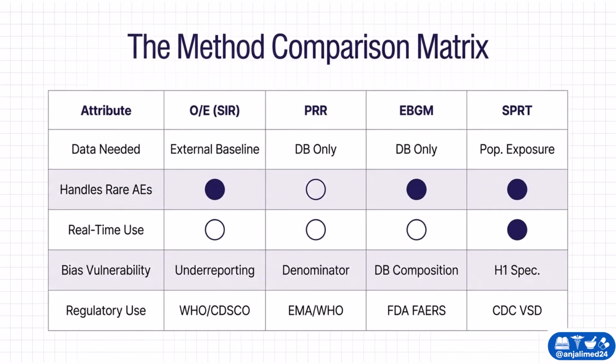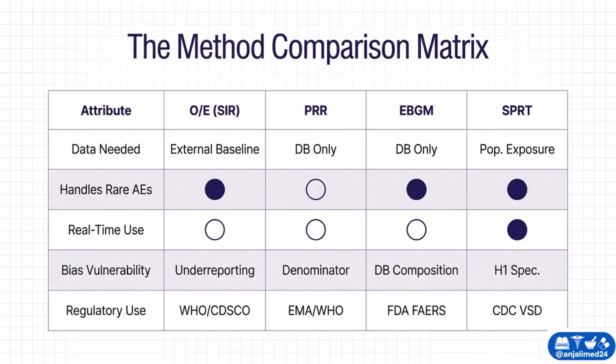The method comparison matrix. After exploring each pharmacovigilance method individually, this slide brings them together into a direct comparison matrix. The purpose of this comparison is to understand that every vaccine safety detection method has unique strengths, limitations, and ideal use cases. No single approach is universally superior; each contributes a different layer of evidence. Let's start with the first row, data requirements.